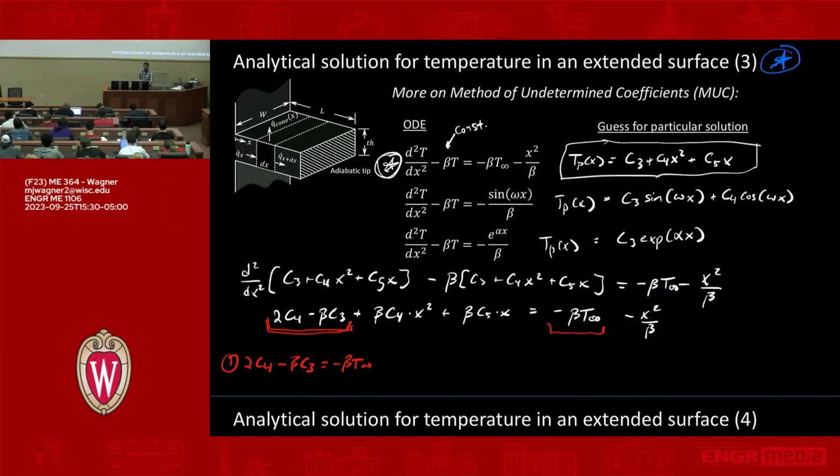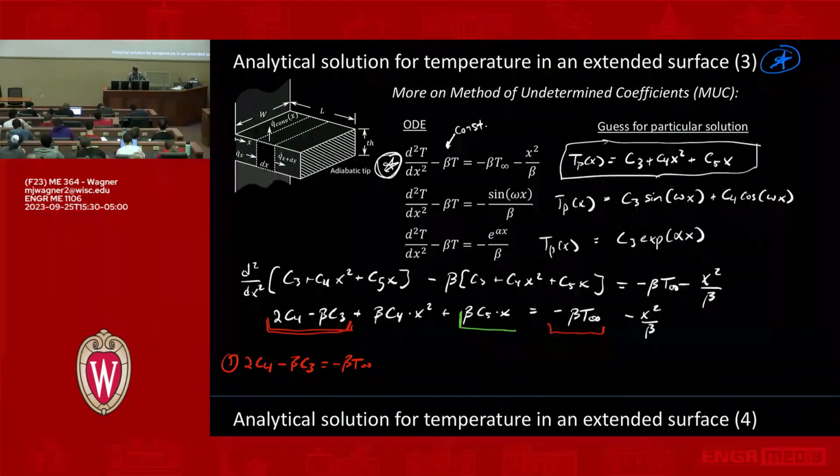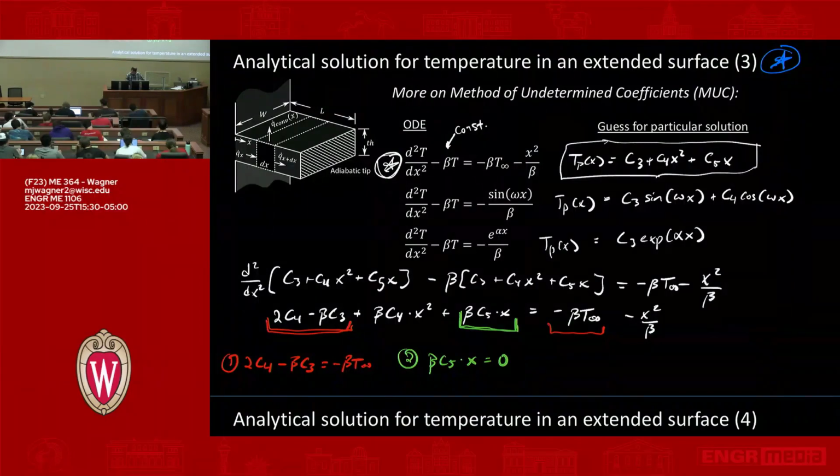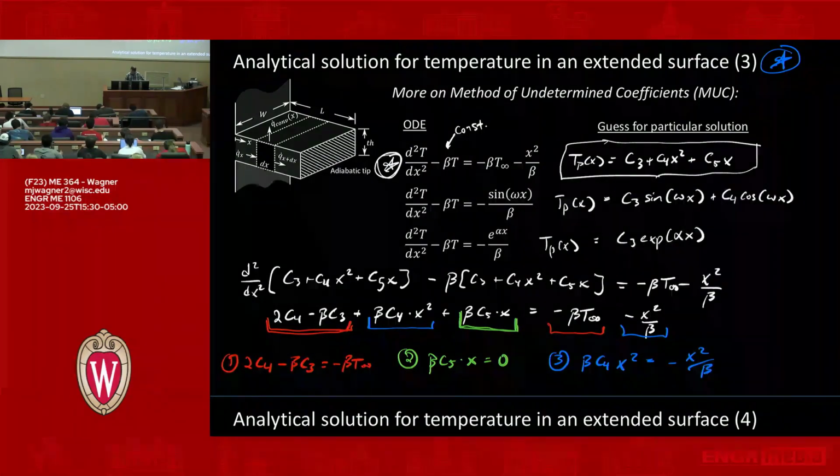Equation number 2. So let's look for anything involving the x term. So here, on the left-hand side, we have beta c5 times x. On the right-hand side, we have nothing. So equation number 2 is going to be beta C5 times x equals 0. Equation number 3, we have stuff multiplying x squared. So now for 3, we have beta C4 x squared is equal to minus x squared over beta.